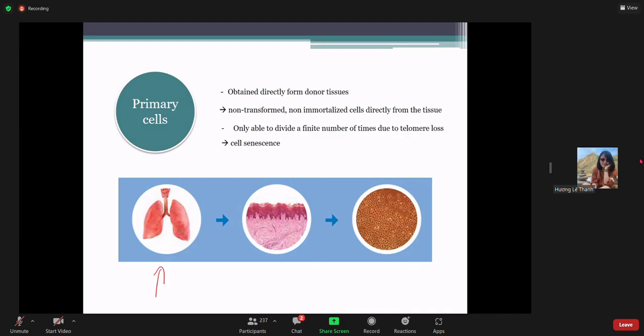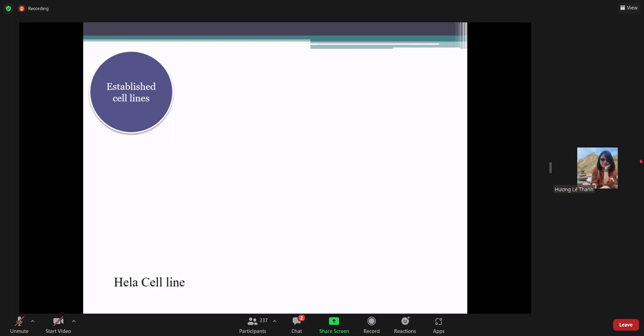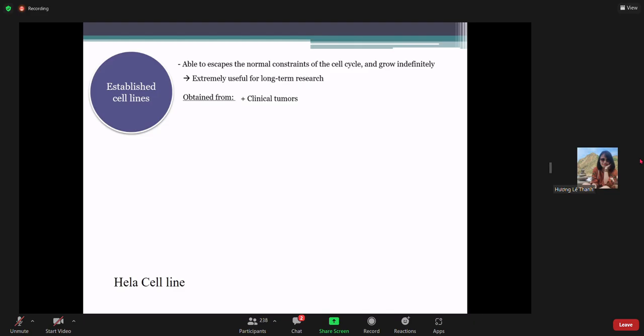The second type of cells is the established cell lines. What are they? While primary cells are obtained directly from donor tissues, cell lines can be derived from clinical tumors or created by transforming primary cells with viruses, oncogenes, or chemical treatment. This kind of reagent and treatment can target the checkpoints in the cell cycle. These checkpoints ensure that the cell meets the appropriate requirements in order to move on to the next stage of making daughter cells.